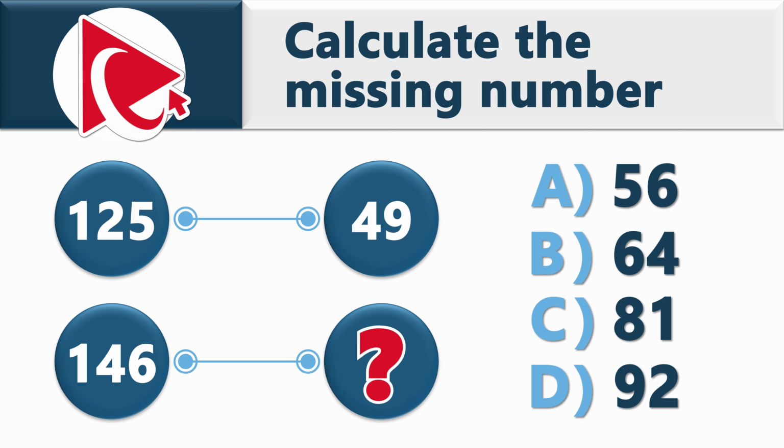Let me point your attention to one factor that may or may not be important. The circles are connected with lines. I will let you decide on the importance of this factor yourself. After you determine the calculation strategy, you need to select your final answer out of 4 possible choices. Choice A, 56. Choice B, 64. Choice C, 81. And last but not least, choice D, 92.